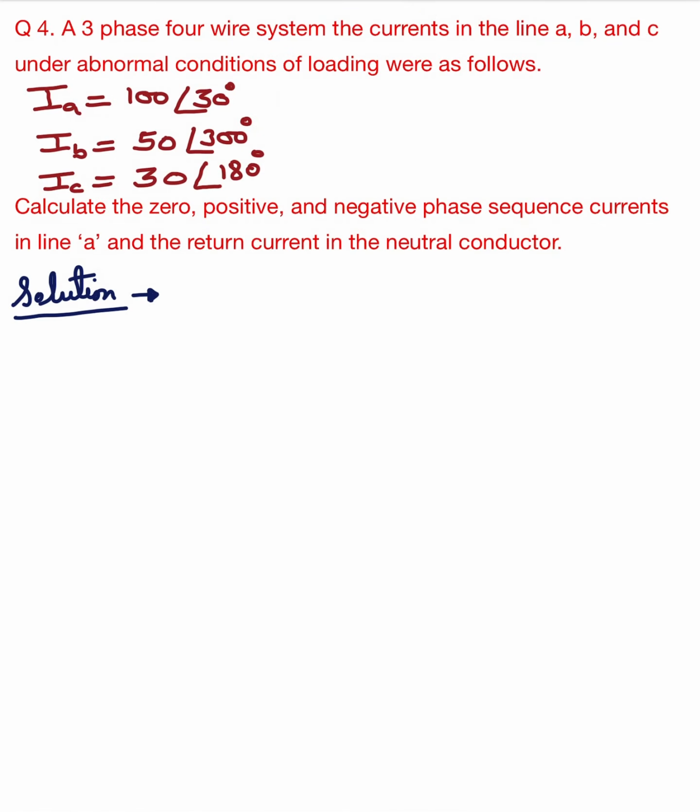Okay, so now we have to move to the next question. In this question it is mentioned that a three phase 4-wire system is given and the currents in the lines A, B, C are in an abnormal condition of loading. So IA, IB and IC are given. We have to calculate the zero, positive and negative phase sequence currents in line A and the return current in the neutral conductor.